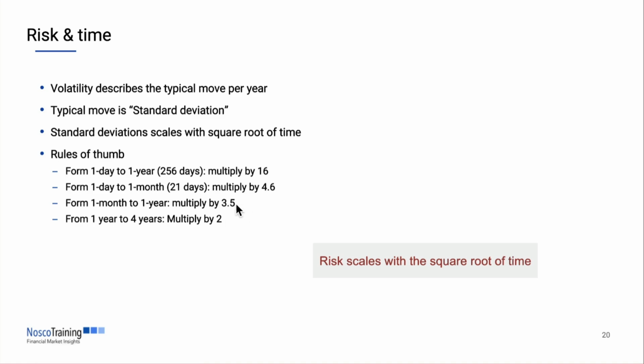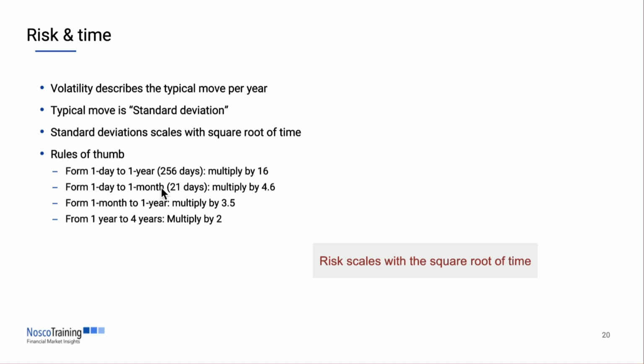And here, by the way, there is again my rule of thumb for how volatility scales. From a 1 day to a 1 year typical move, you multiply by 16. So if you have the typical daily move and you want the typical annual move, and the typical annual move is what we call volatility, you multiply by 16.